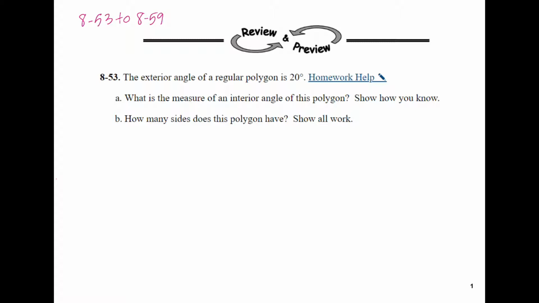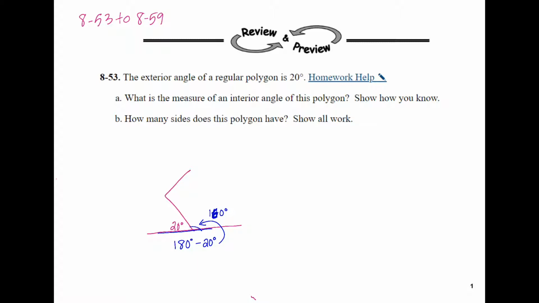Show how you know. It doesn't matter what shape our polygon is, if our exterior angle is 20 degrees, the exterior angle forms a straight line with the interior angle, which equals 180. So if we take 180 degrees and subtract our exterior angle of 20 degrees, we get our interior angle to equal 160 degrees. How many sides does this polygon have?